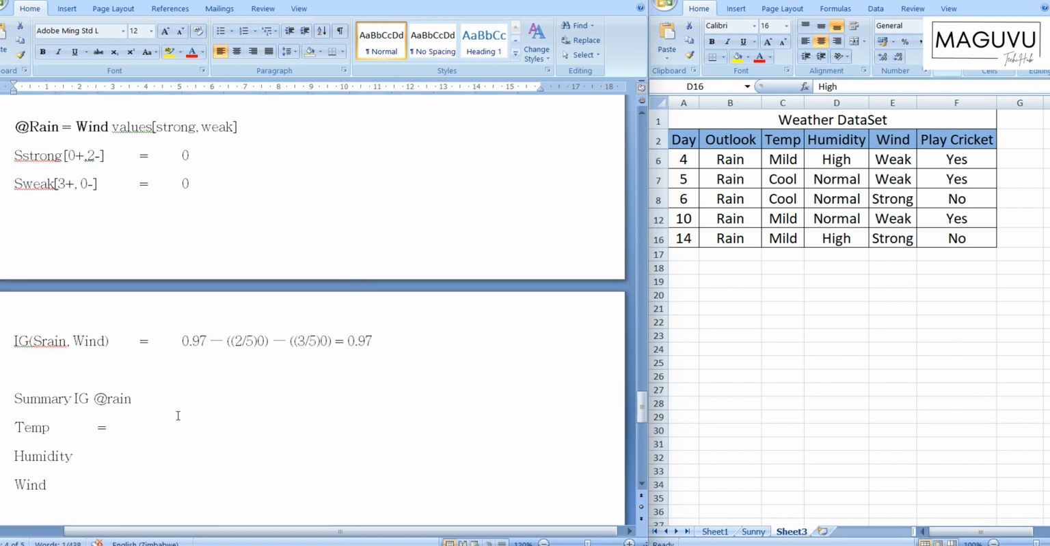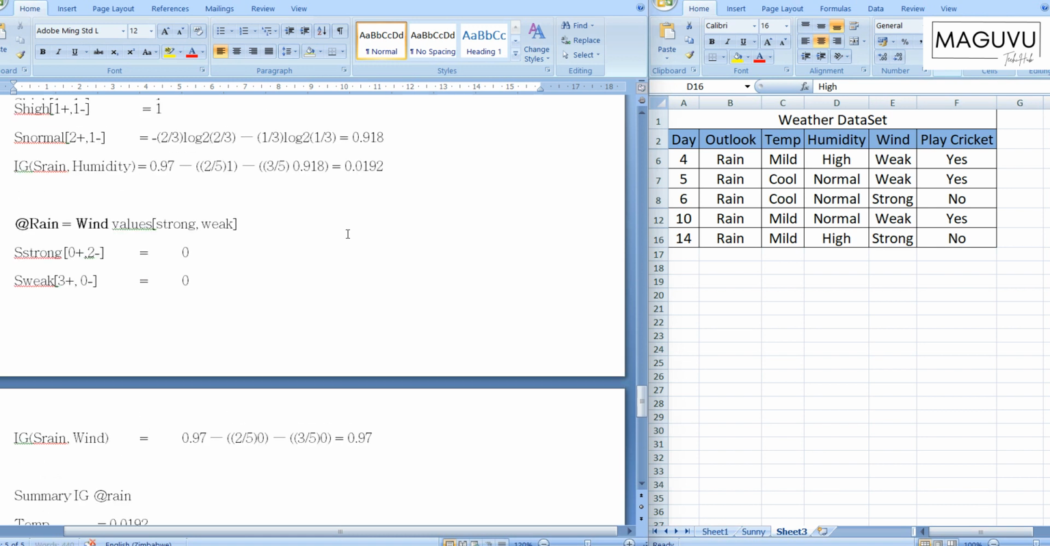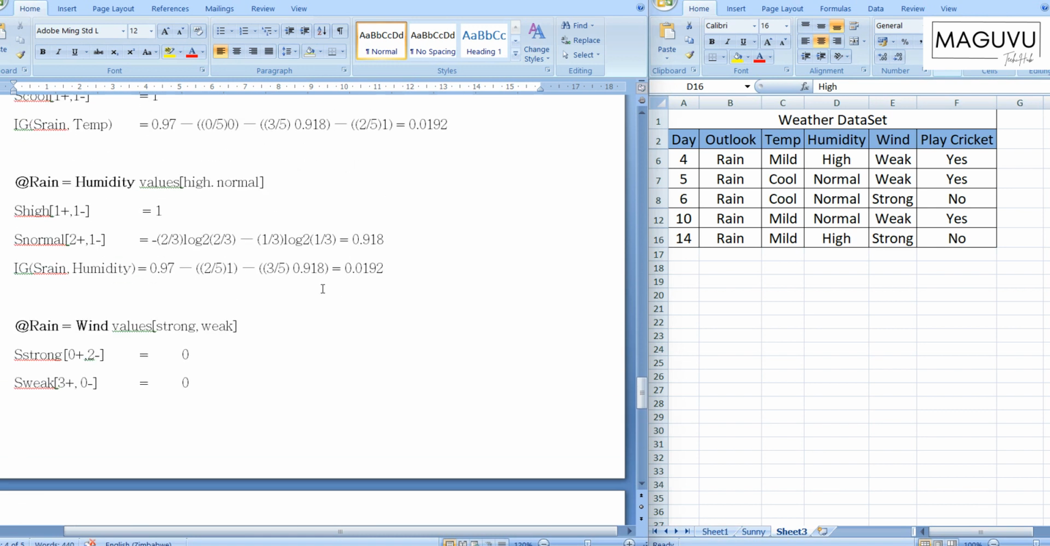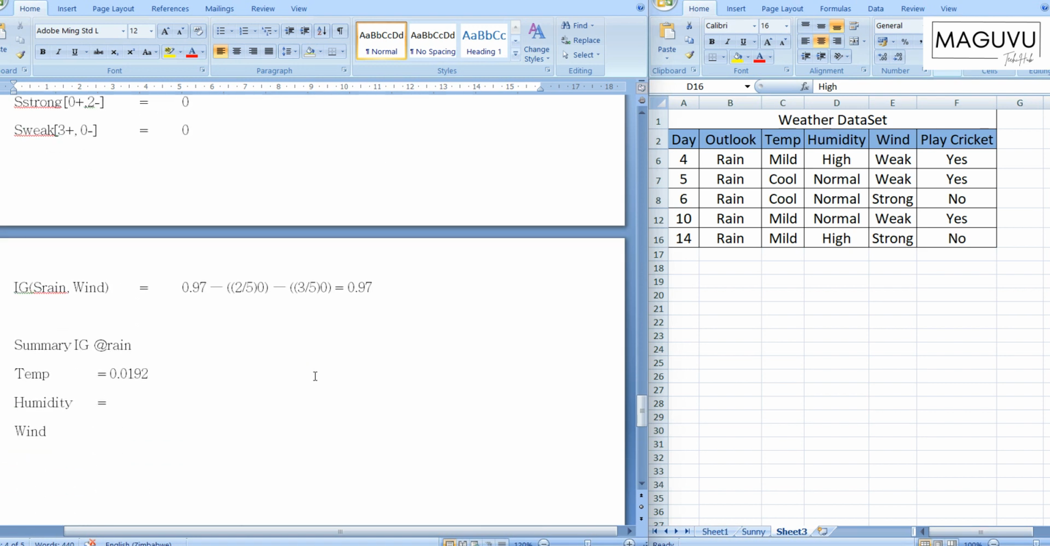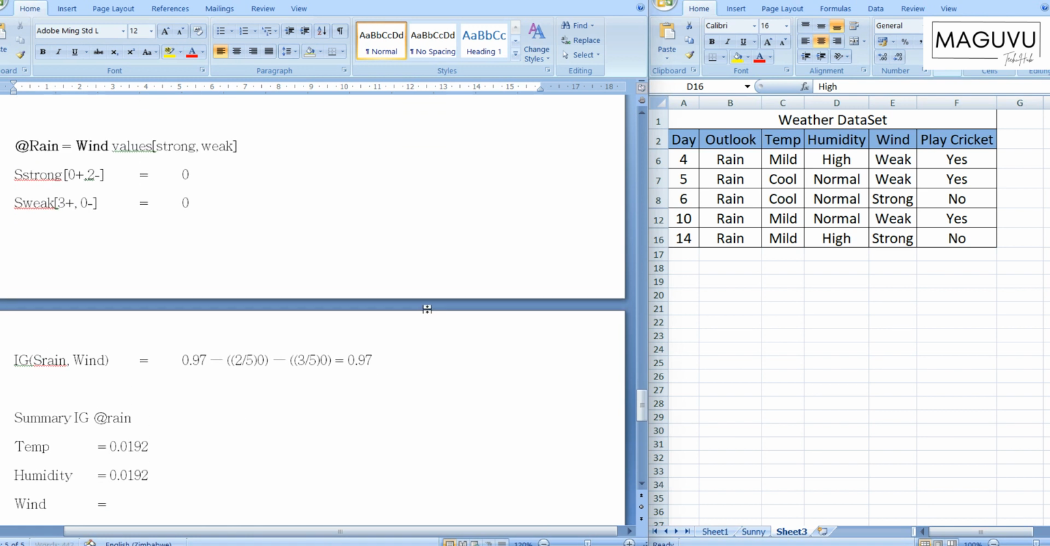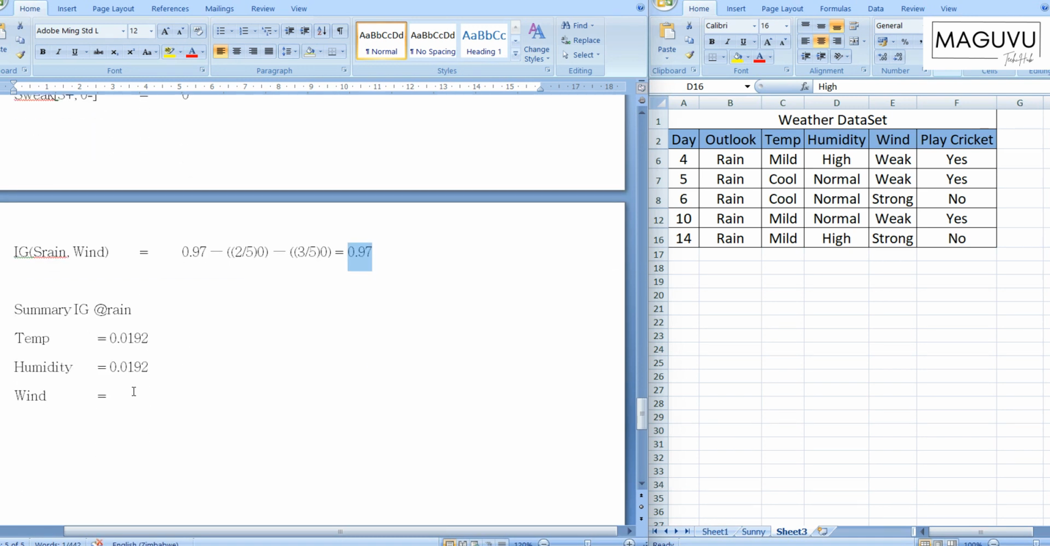That. So let's bring it down. It is 0.0192. Let's consider the humidity. Information gain of humidity, we also get the same figure. And then let's consider information gain for wind. And for wind, we got 0.97. And we bring it down. After analyzing these results, we can see that 0.97 becomes our next node, which is wind.